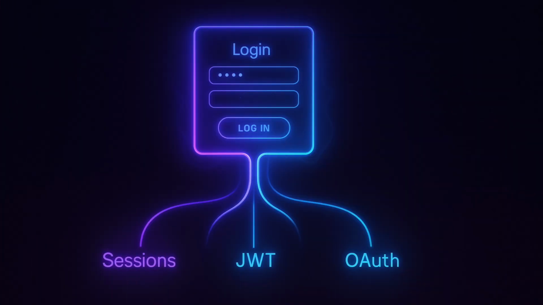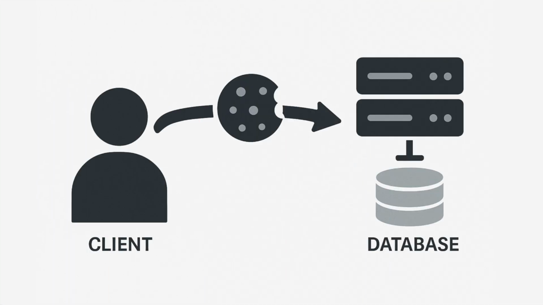In today's video, we're diving into how modern web apps authenticate users. You've probably heard of sessions, JWTs, and OAuth, but how do they actually work, and when should you use which? Let's break it down visually. Traditional web apps use sessions.